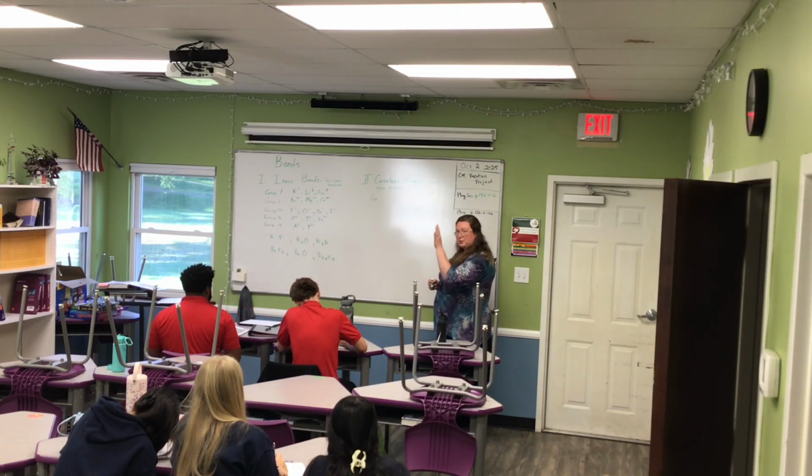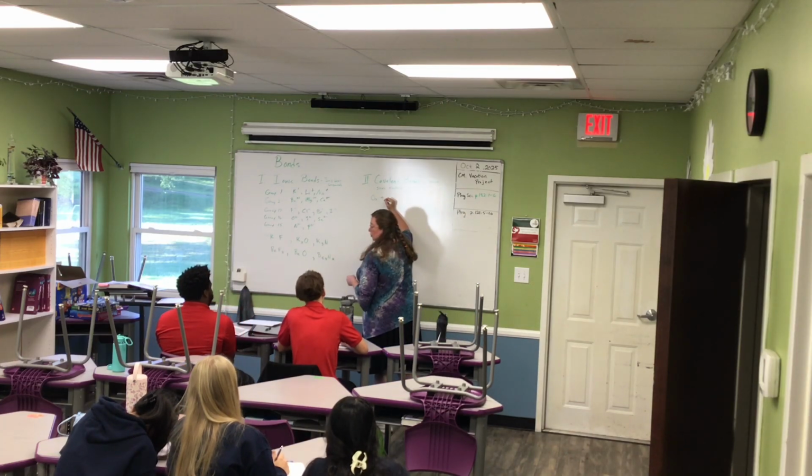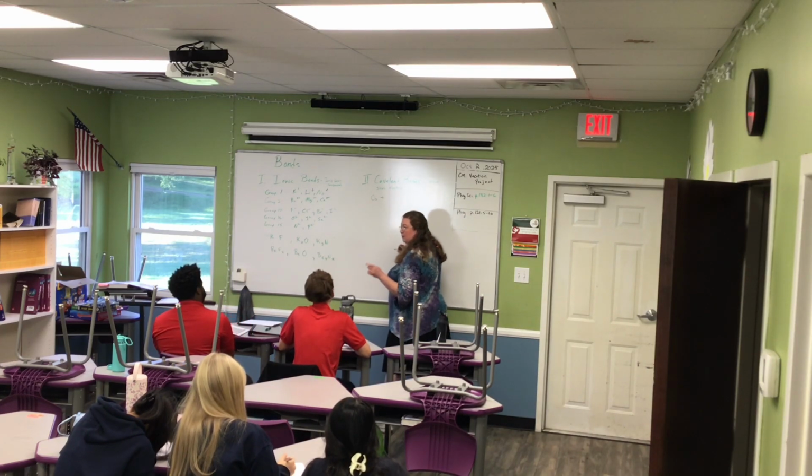So remember, you look at the groups and see which one. So this one has 7 electrons. It's 8. No, you're right, it's 7. It wants 8, but it has 7 currently.